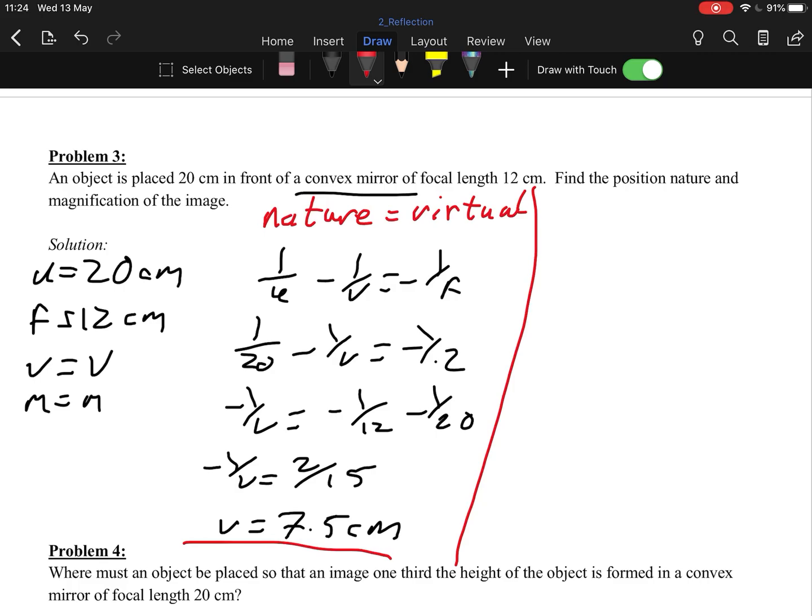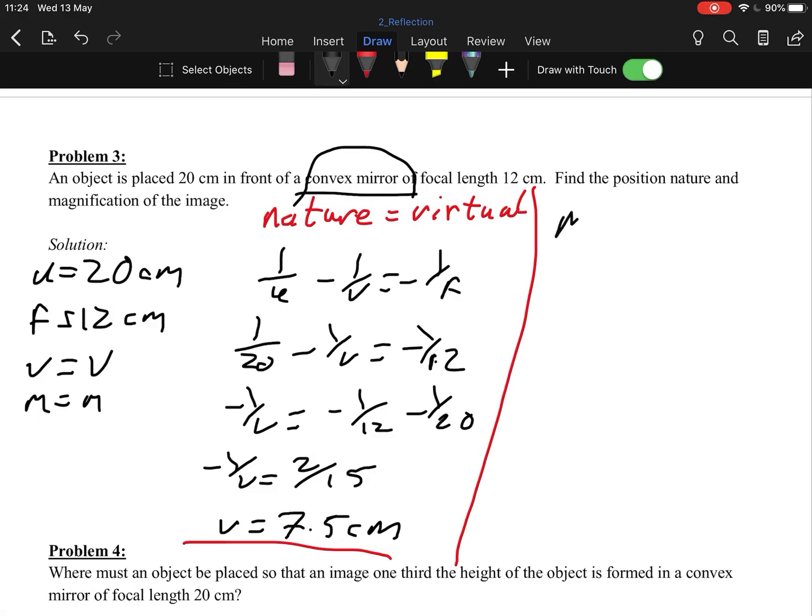If you didn't read it correctly and didn't notice it was a convex mirror, you would say, oh, it's a real image because we didn't get a negative number. But it's not. It's a virtual image because it's a convex mirror, you see. For concave, this would be a real image, but we're dealing with convex here.